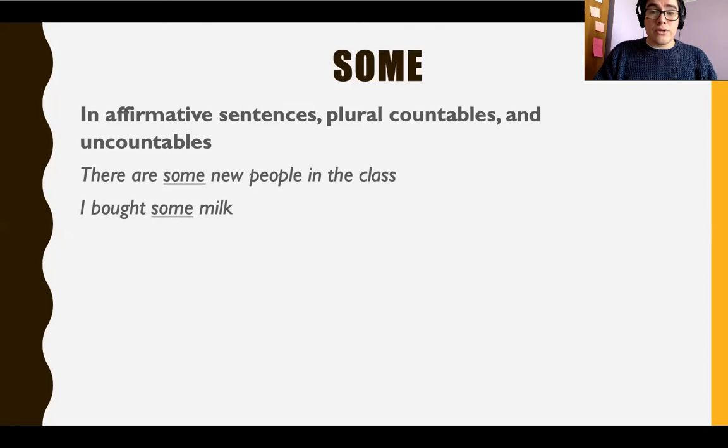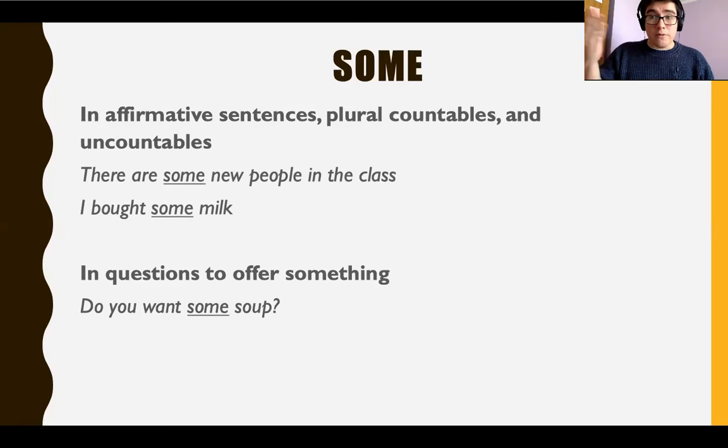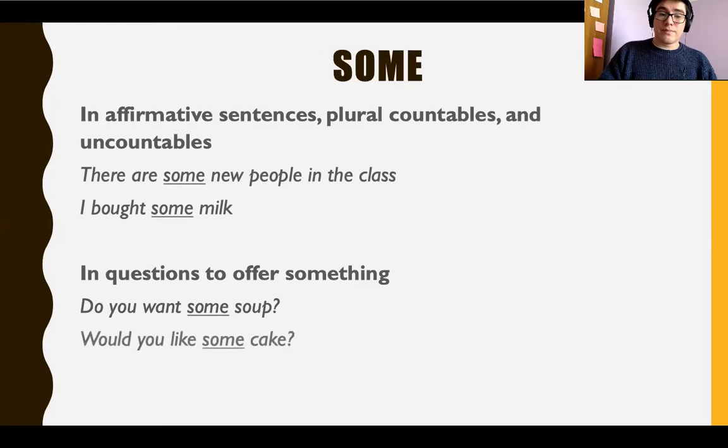Also, we use some with questions when we want to offer something, and in this case we can use countables and uncountables. For example, do you want some soup? I am offering soup. Do you want some soup? And soup is uncountable. Would you like some cake? Some cake. Algo de pastel, un poco de pastel. Some cake. Or have some tea. Ten un poco de té. Have some tea. Some tea, because tea is uncountable.